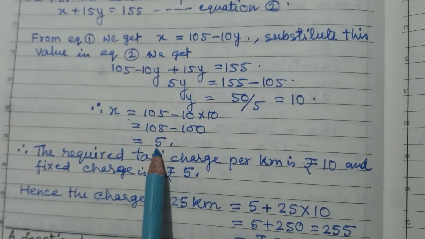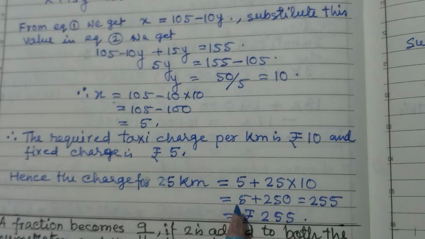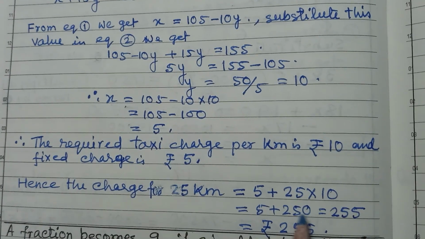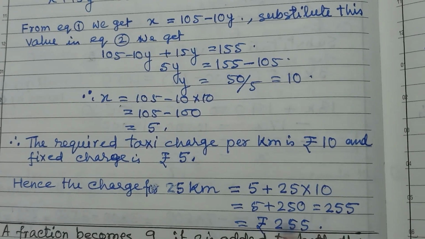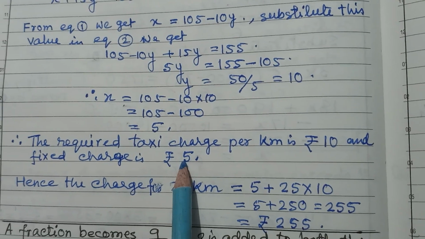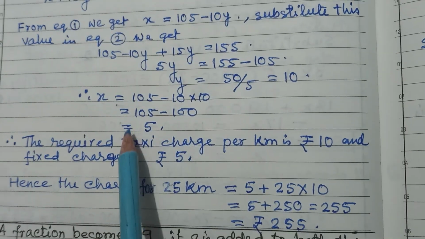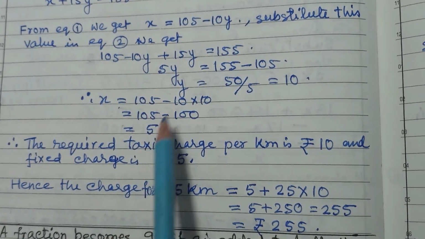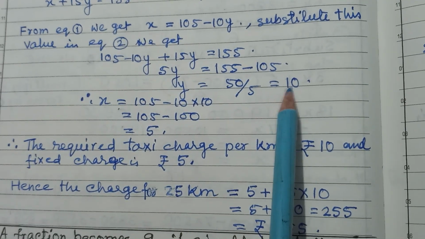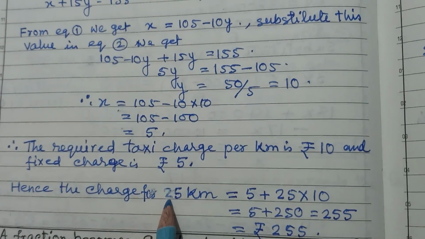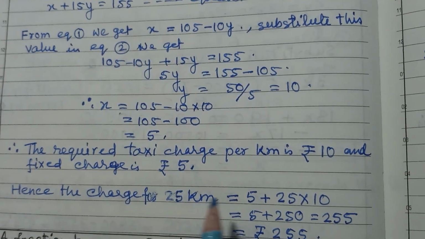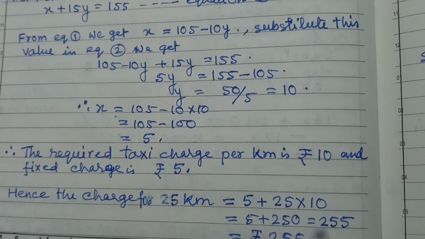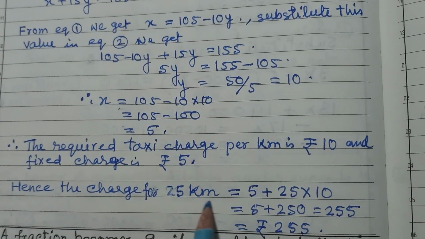x we have got 5 and y we have got 10. Therefore the fixed charge is rupees 5 and the per kilometer charge is 10 rupees. Now we have to find out the charge for 25 km. That is 5 plus 25y. So 5 plus 25 into 10, it is 255. It is the charge for 25 km.